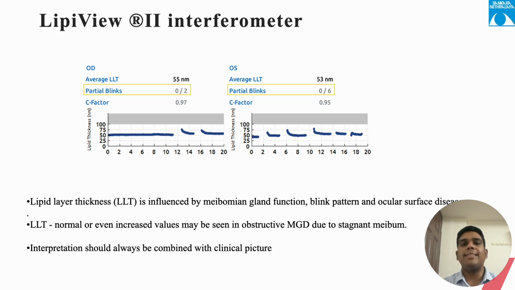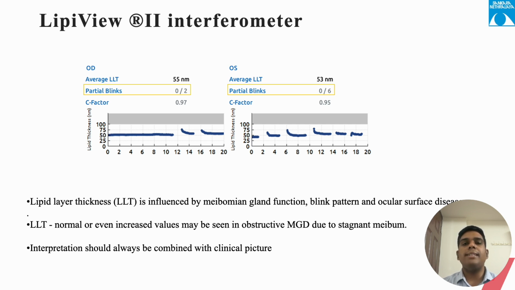LipiView also analyzes blink dynamics. Why is blinking important? Because blinking is essential for spreading the meibum uniformly over the tear film. It gives us the total number of blinks and the number of complete and incomplete blinks. For example, in this report, the total number of blinks is 2 and there are no partial blinks, whereas for the left eye, the total number of blinks is 6, and there were no incomplete blinks.